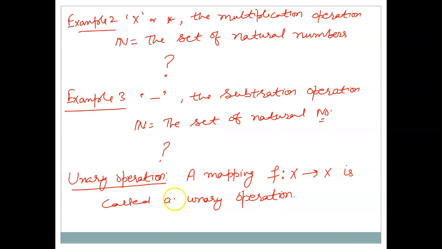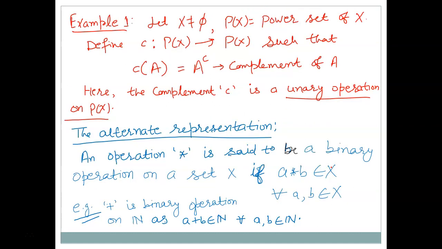Now the unary operation. In a unary operation, we have this mapping F. F is called a unary operation if it is from set X to X. So here in the domain there is no ordered pair. So X to X, remember this is called a unary operation. For example, if I have a non-empty set X and P(X) is the power set of X, I am defining this mapping C from P(X) to P(X) such that C of A means the complement of A.